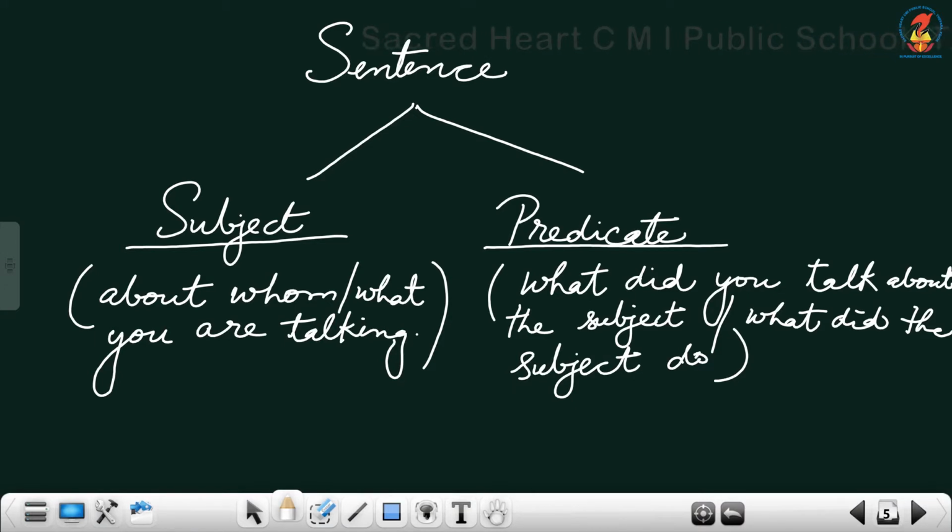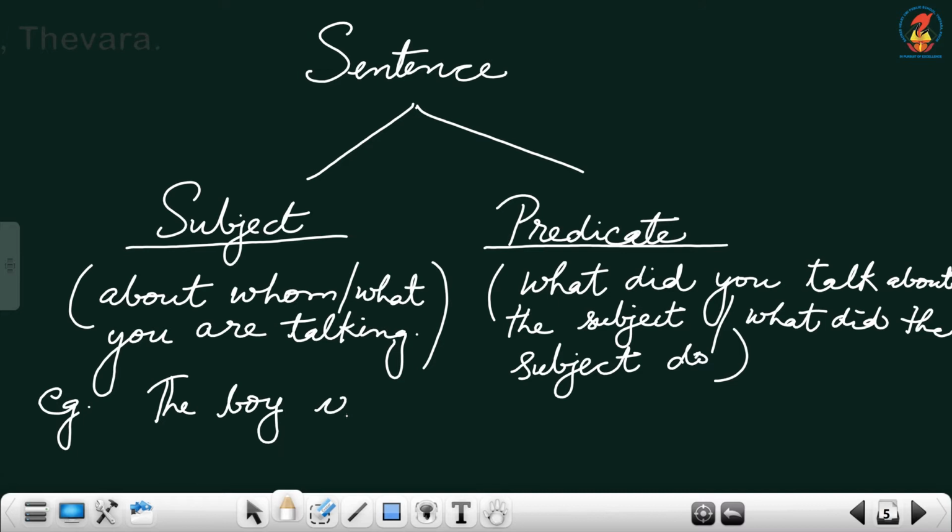Is it clear? What is the subject? About whom or about what are you talking? What is a predicate? What did you talk about the subject or what did the subject do? Let's see an example. The boy is sleeping. If I give an example like this, the boy is sleeping.